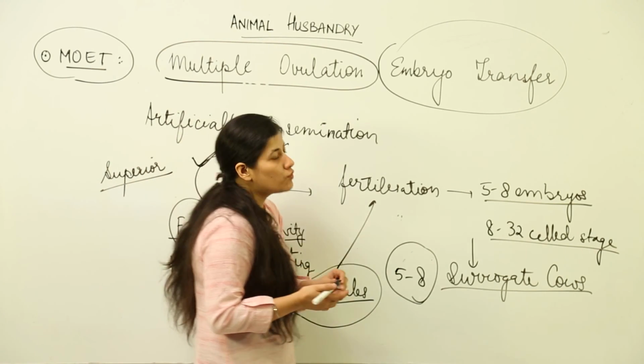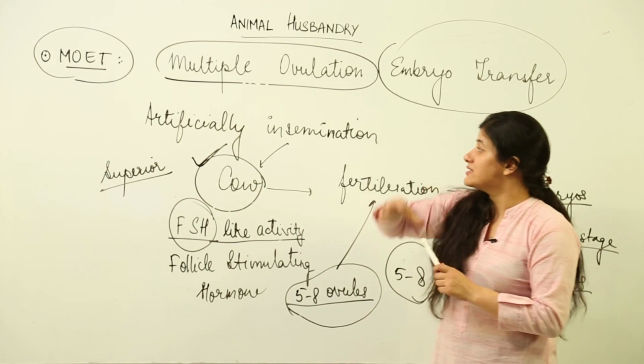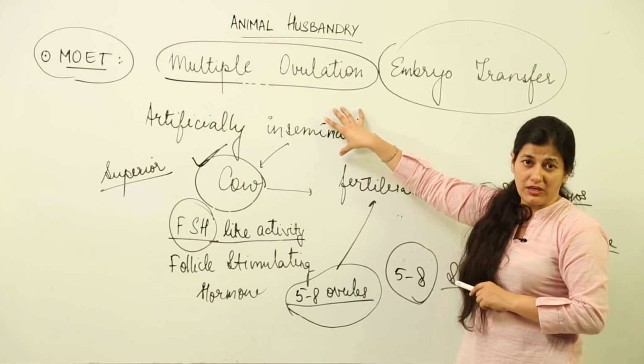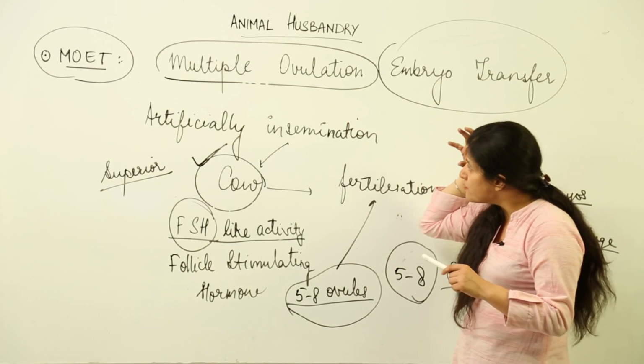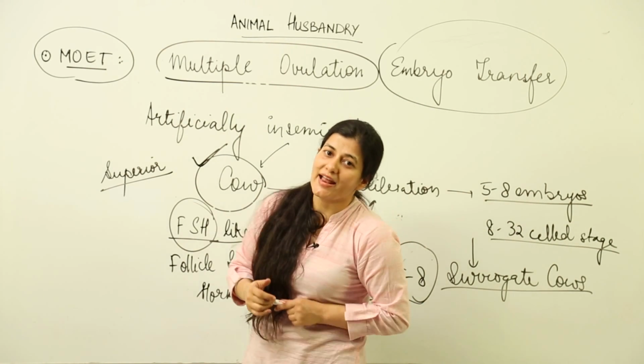So this is what MOET is, and this is a very important process that is being utilized all over the world for improving the herd and has an important application in animal husbandry.